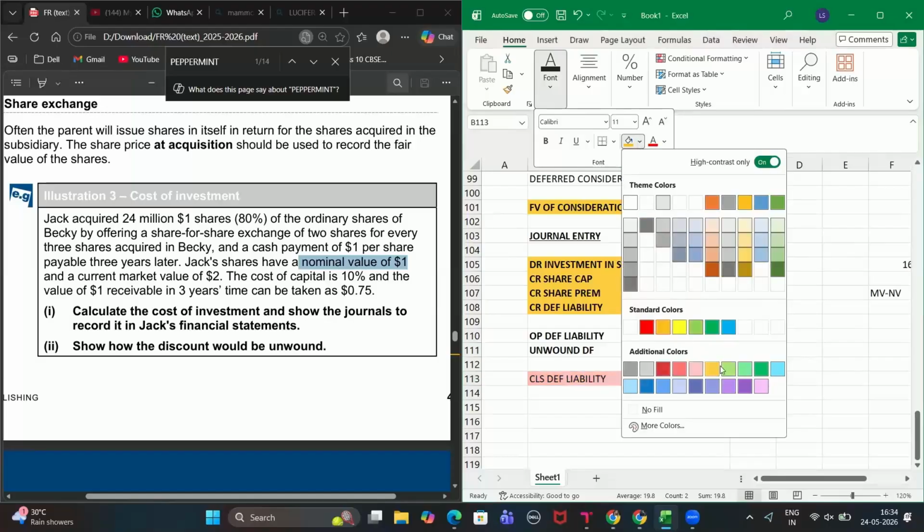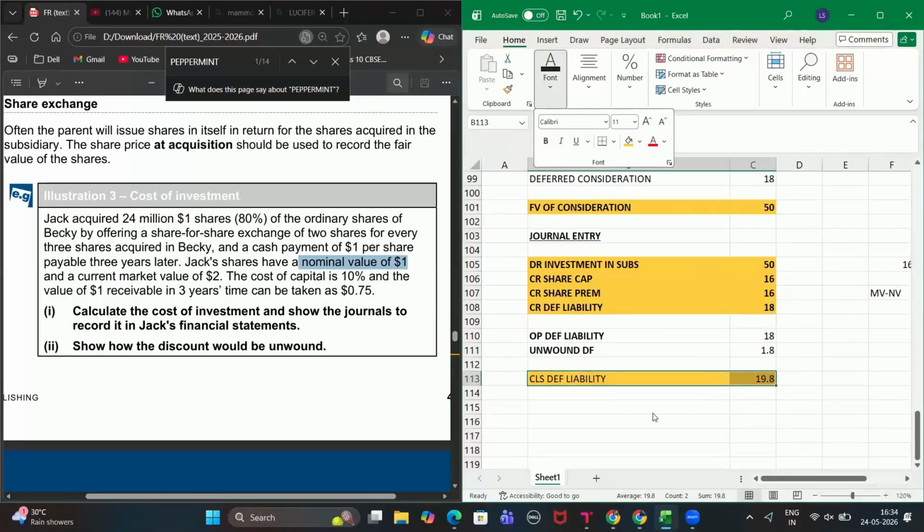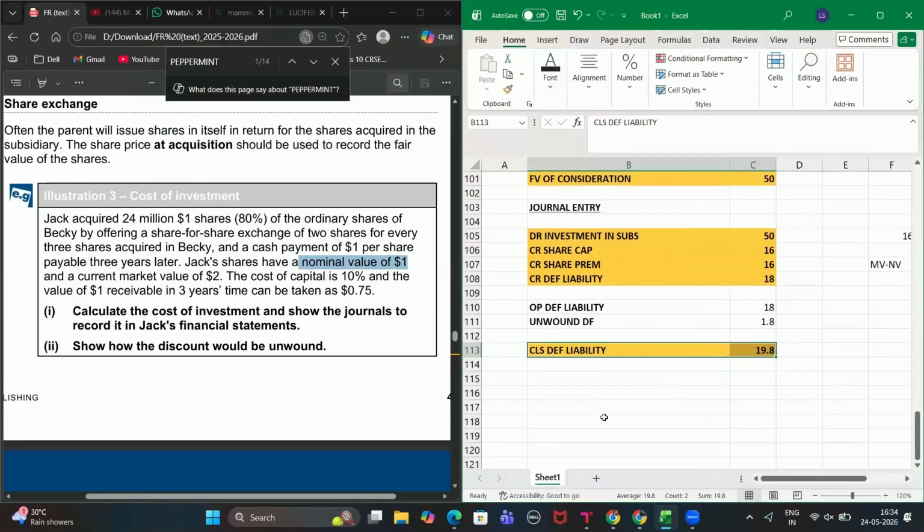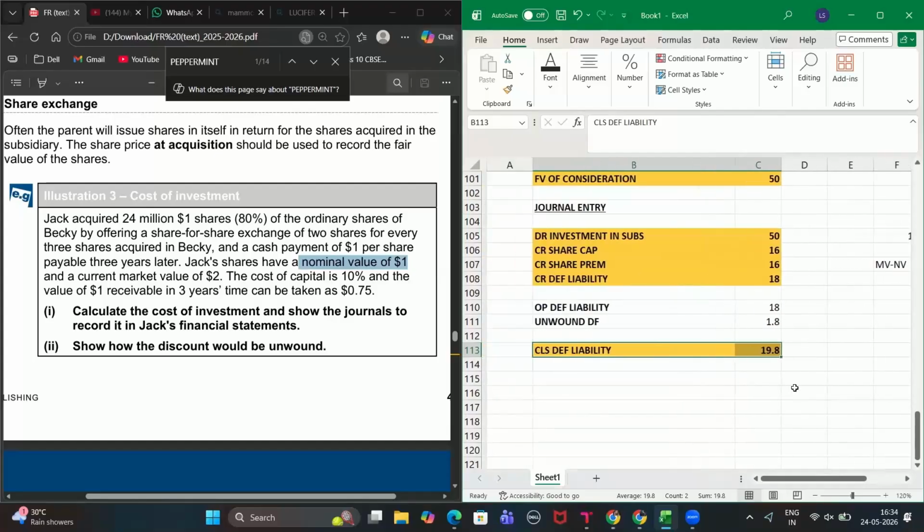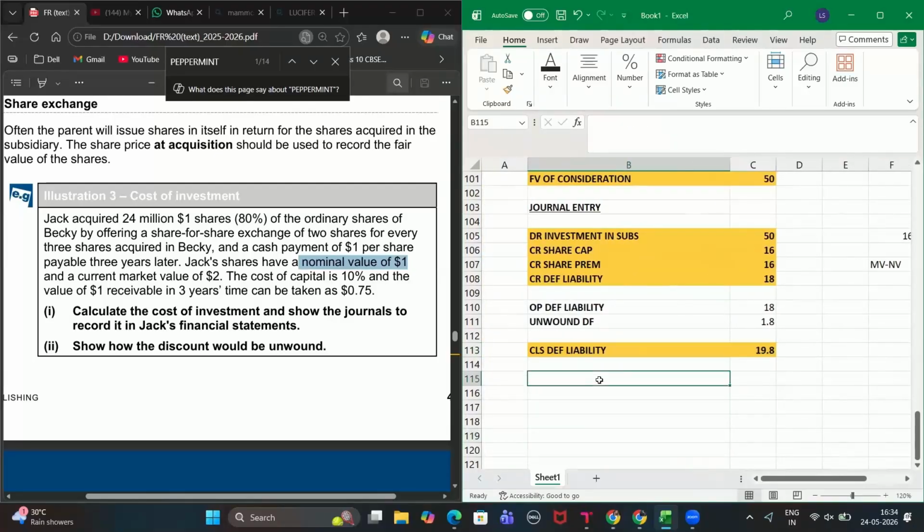Is this clear, guys? Is this clear? So they're asking me how the discount would be unwound. So now tell me, what will be the journal entry for this finance cost? Journal entry for finance cost. Tell me. See, just think.